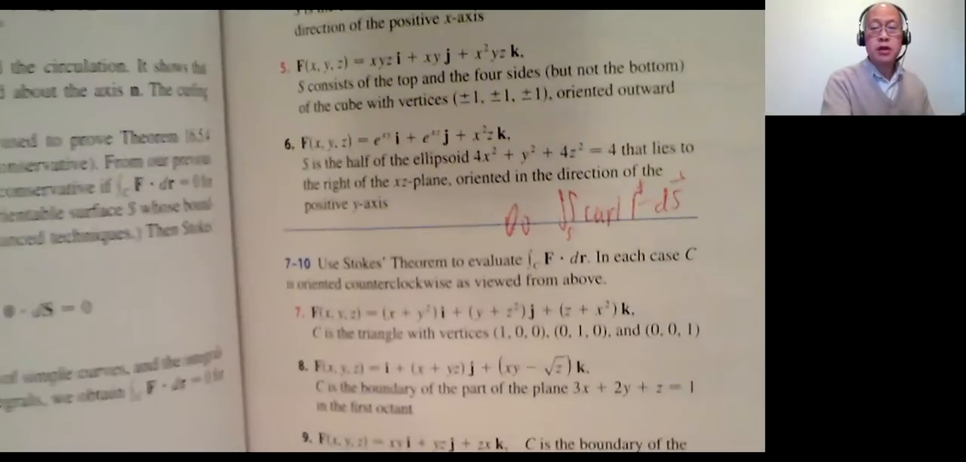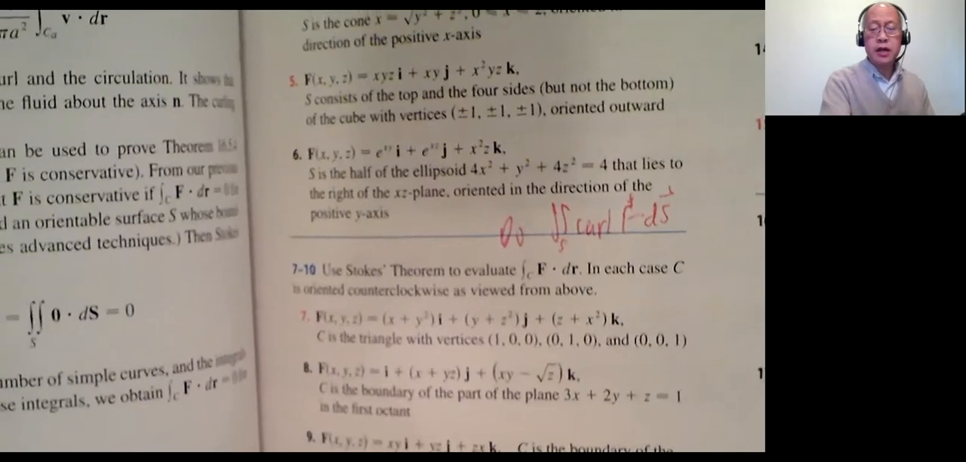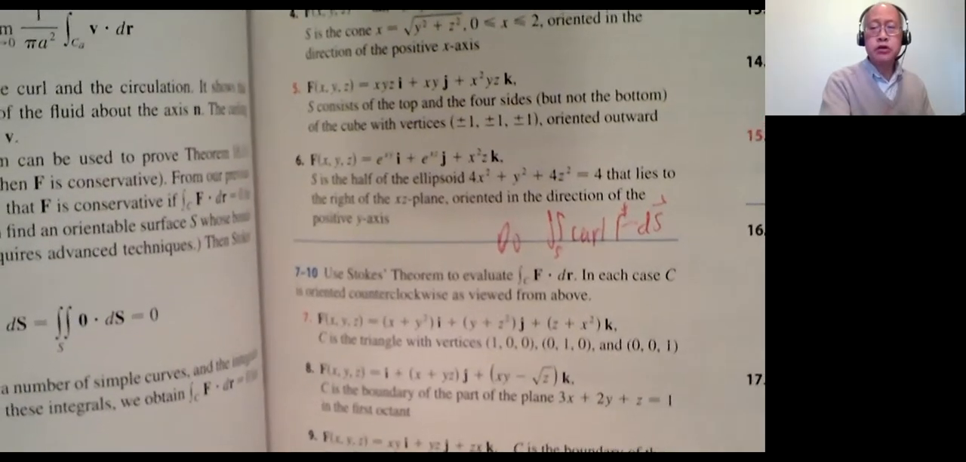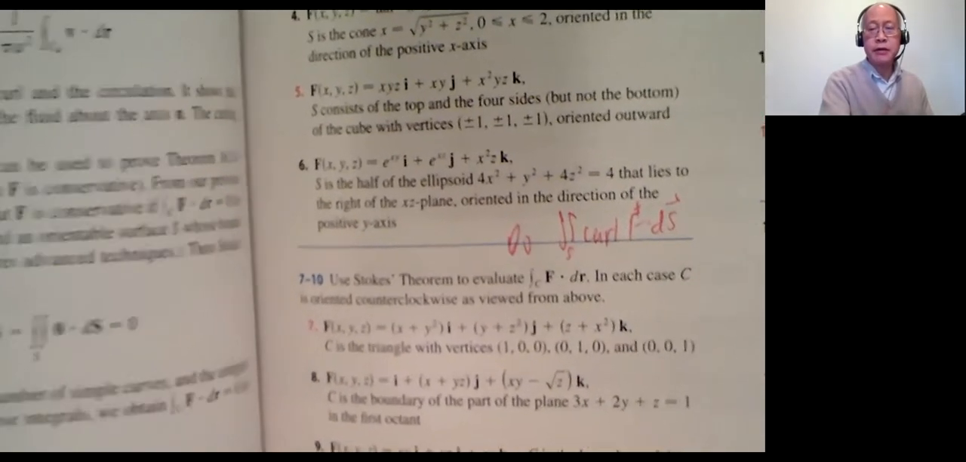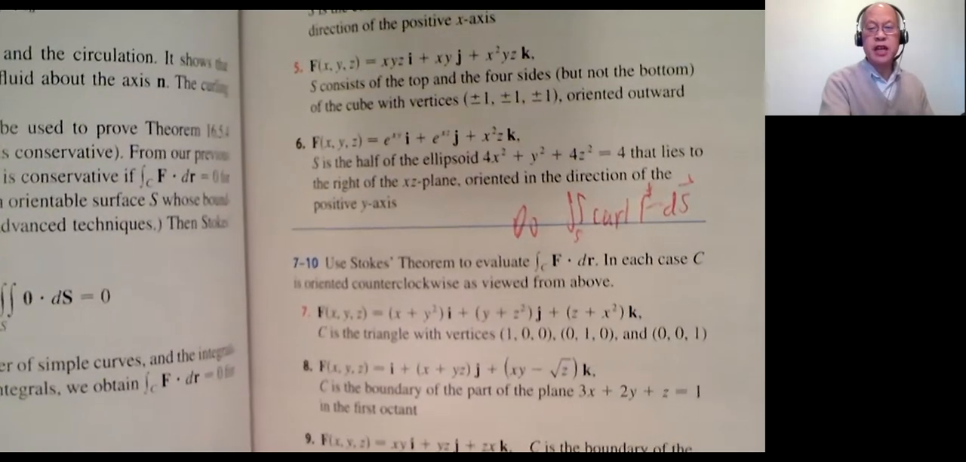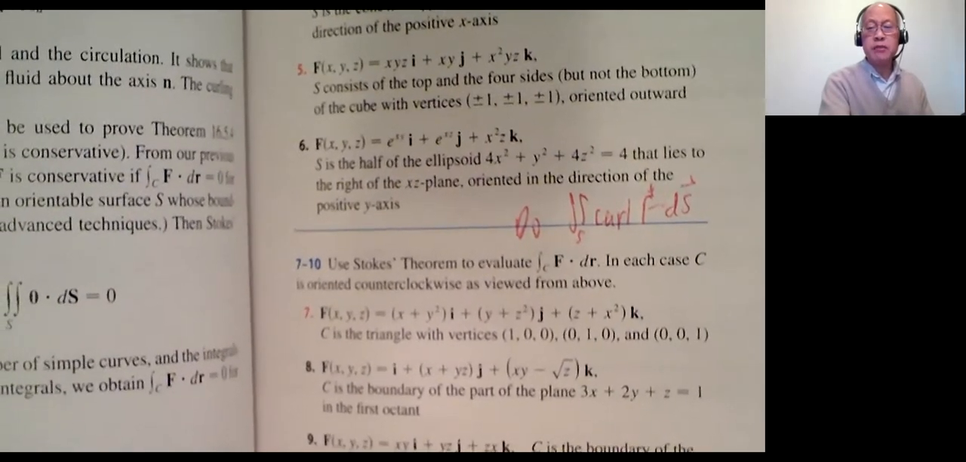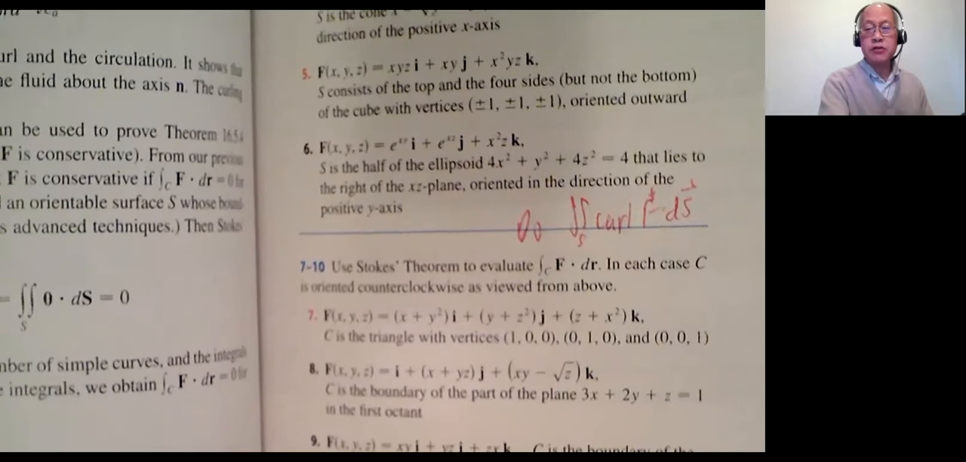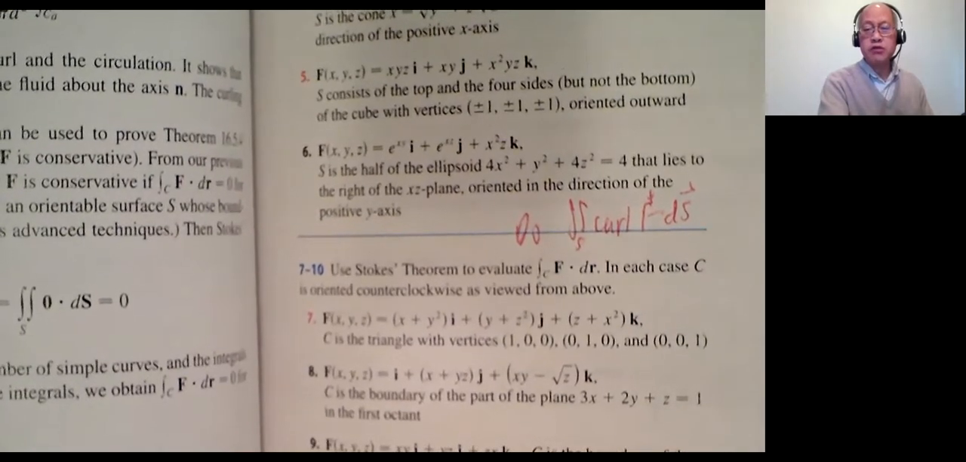Again, look at the language. Use Stokes' theorem to evaluate the integral of F dot dr. That means do curl F dot dS. Capital F of x, y, z is (x plus y squared) i, (y plus z squared) j, (z plus x squared) k. C is a triangle with vertices (1, 0, 0), (0, 1, 0), (0, 0, 1).